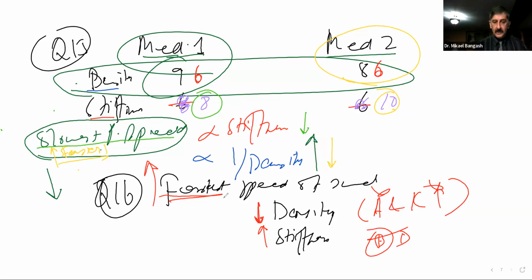An easy way to answer questions like this is to first look at what they're looking for, look at the criteria that you have, and establish that based on the relationship. When you come across options like these, you can directly eliminate them, because A and C said high density, which will give you a low speed because they are inversely proportional.